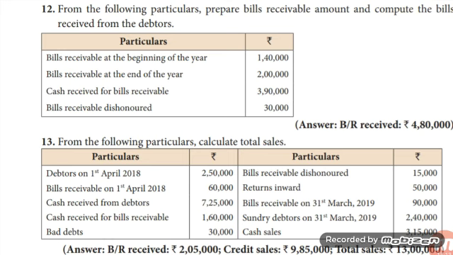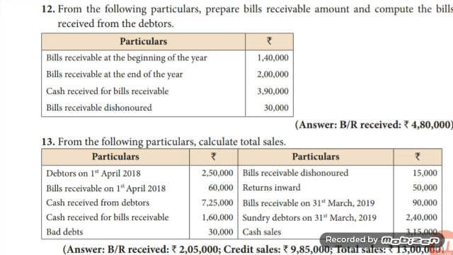Then by bills receivable received during the year, take the balancing figure of bills receivable account, it is 2,05,000. Then bills receivable dishonored is there, enter that on the debit side as to bills receivable dishonored 15,000. Then balance debtors account, while balancing you will get credit sales. Credit sales is 9,85,000.